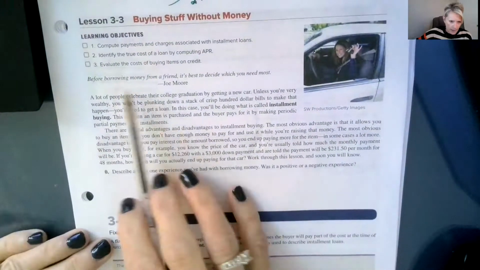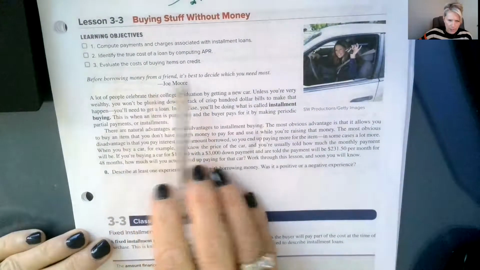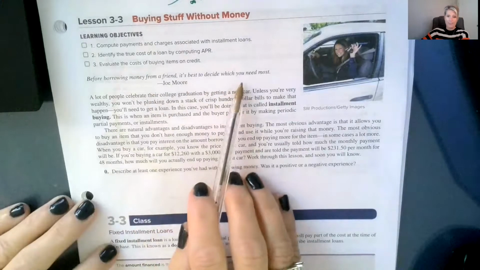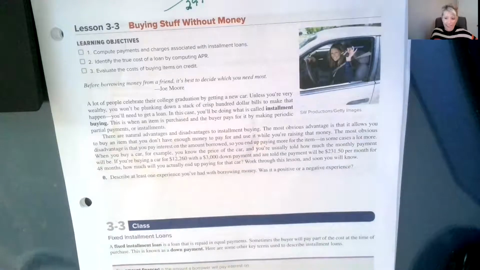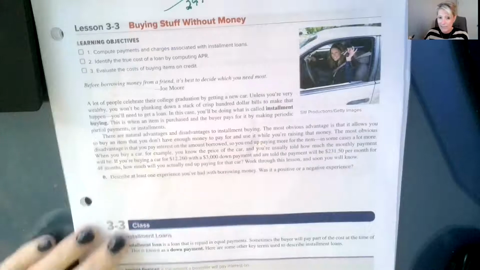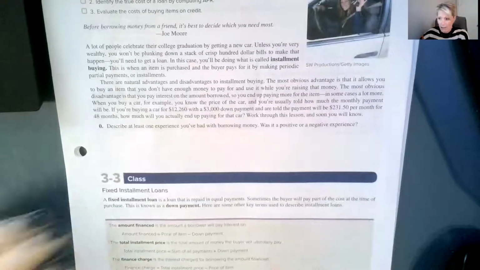So the quote for the day says, before borrowing money from a friend, it's best to decide which you need most. That is true. You know what? Borrowing money from a friend or family and loaning money to friends and family, it doesn't always work out well. So I try not to do that.